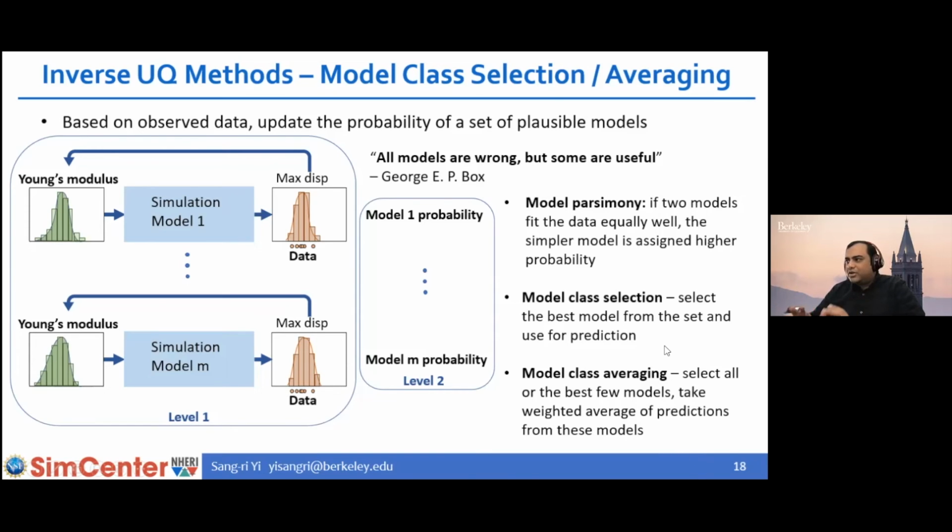And once the model probabilities are assigned, we can either proceed by model selection or model averaging. So in model class selection, we just pick the best model from the set and use that one model for making predictions. Whereas in model class averaging, we select all the models or the best few models and then take a weighted average of the predictions from these models.